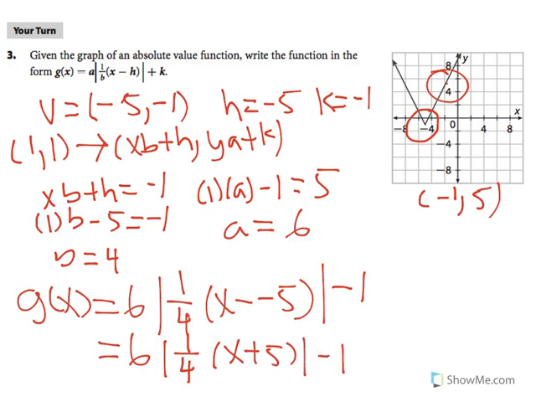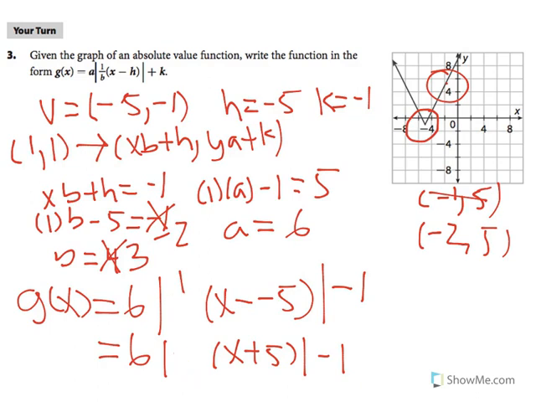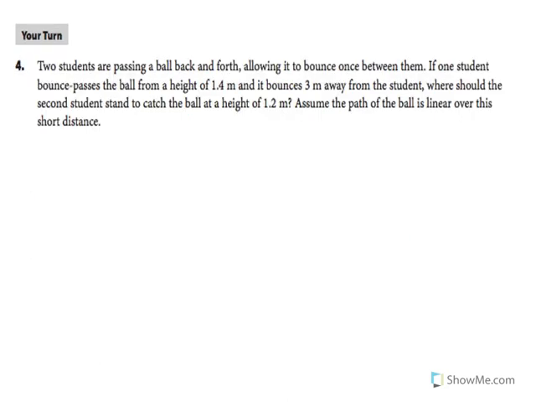Okay, and let's double check. So this point, I think I made another mistake. So this point should be negative 2 and 5, not 1. So let me change this to a negative 2. So this is going to be a 3. So then let me erase this one and erase that. So it's going to be 1 over 3 and 1 over 3. Okay, so far we have 2 mistakes already, right? So you don't make mistakes. Okay, let's go on to our next one.